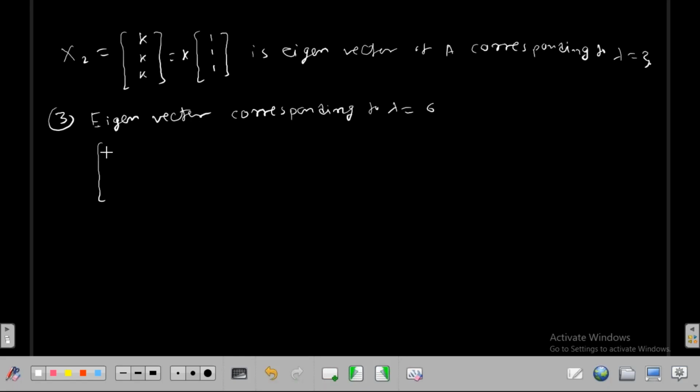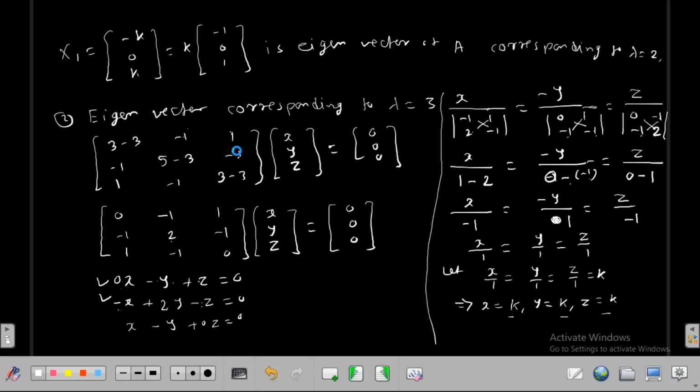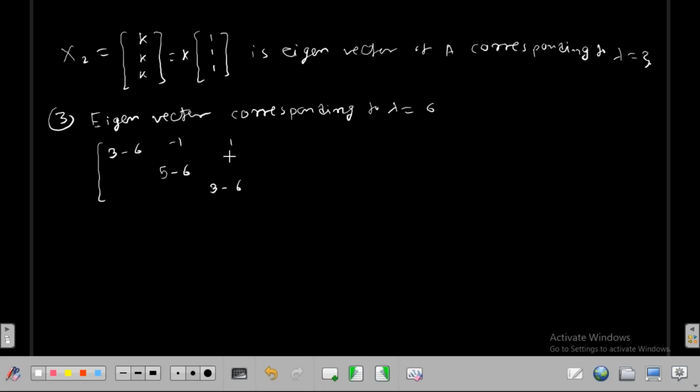Here, 3 minus 6, second diagonal element 5 minus 6, third diagonal 3 minus 6. And all other numbers here are minus 1, plus 1, minus 1. So minus 1 here, then plus 1 here, and minus 1 here. So it is a symmetric matrix, and this is the characteristic matrix. Now multiply by the unknown vector X, Y, Z. We want to find this unknown vector, and this equals 0, 0, 0.